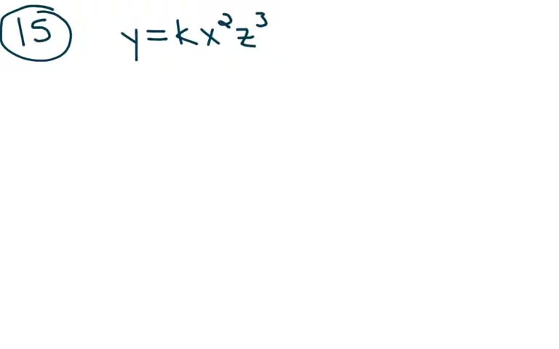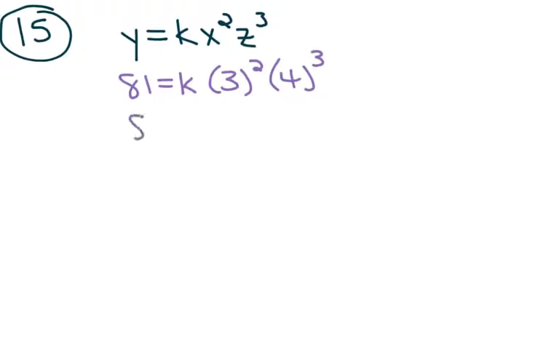Now that I have the equation, I'm going to use the givens to find my constant of variation, so I actually find the equation that represents this situation. So it says y equals 81 when x equals 3 and z equals 4. Don't forget, we have to square the x and cube the z. So 81 is equal to k times 9 times 64, and 9 times 64 is going to be 576.